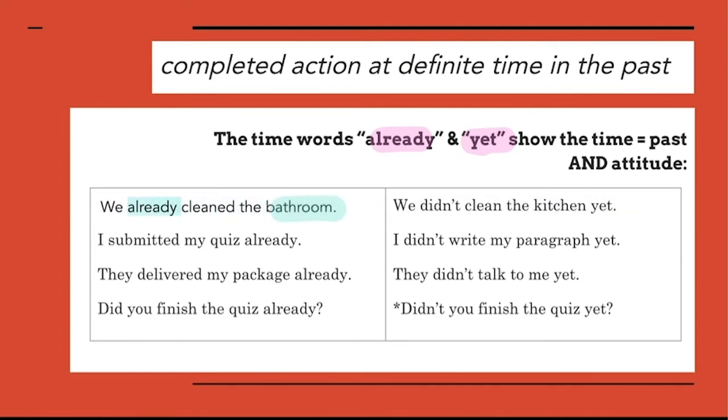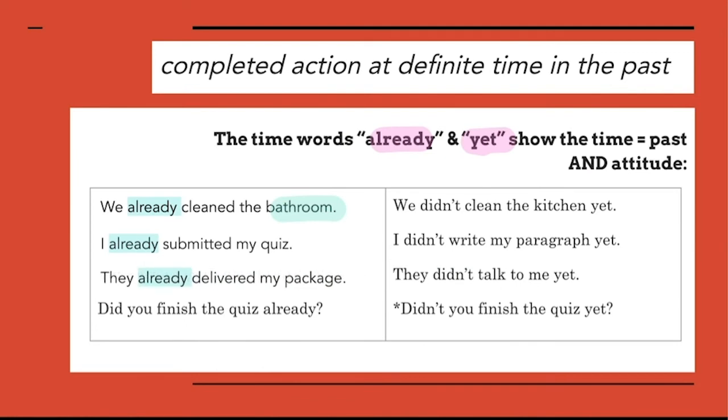Like a lot of time words, you can move already to different locations, like this. We already cleaned the bathroom. We cleaned the bathroom already. They mean the same. I submitted my quiz already, or I already submitted my quiz. They mean the same thing. They already delivered my package. Did you finish already? Did you already finish? They mean the same thing.